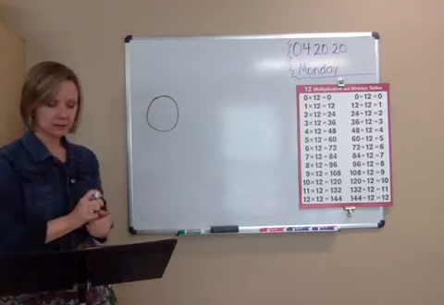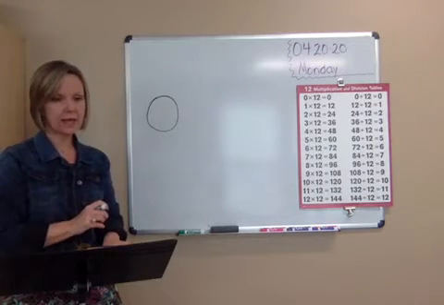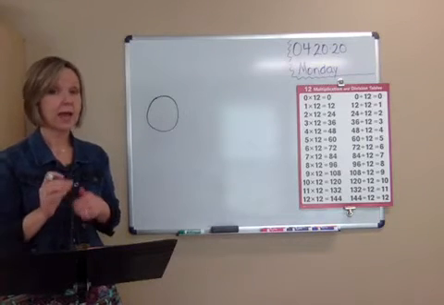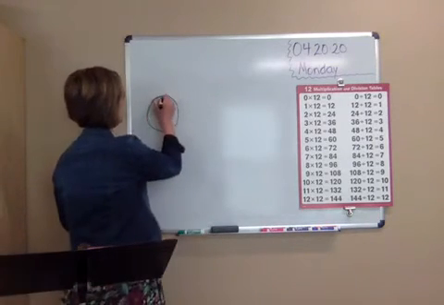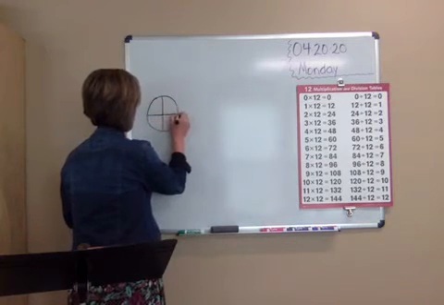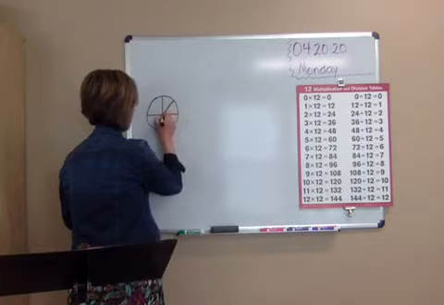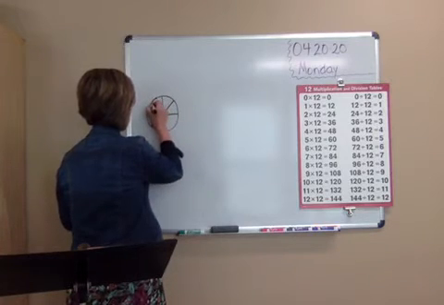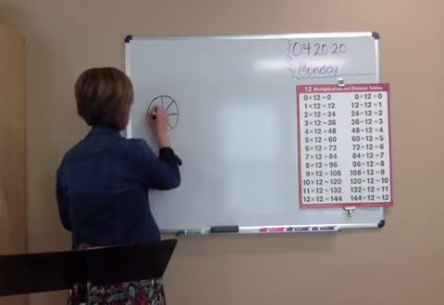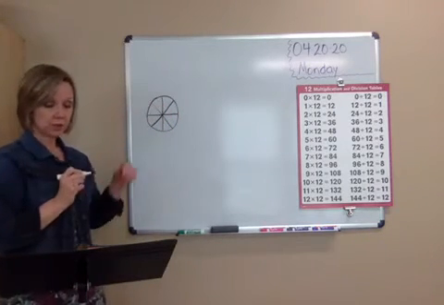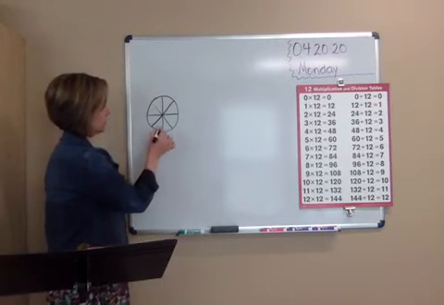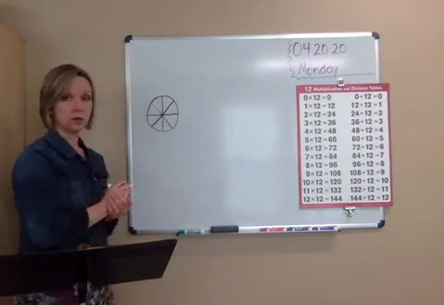How many did it say? 3/8. So they ate how many pieces? 8. So how many pieces do we need to divide into? Correct. 8. Okay. So you could shade in 3/8 of those, and you could see how many you have left.